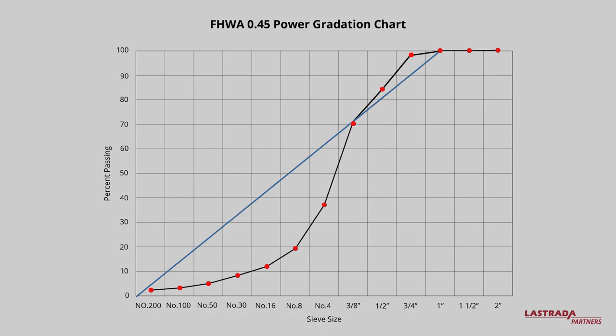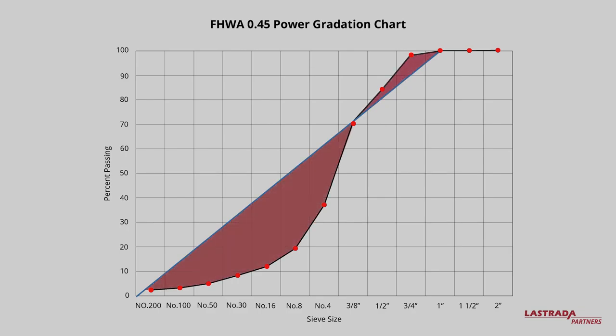This blue line is the zero air voids curve, or the maximum density line. If this gradation were right on the maximum density line, we would think that the gradation would have nearly no space in its aggregate matrix for air or asphalt. Another way to look at it would be that the shape factor would be essentially the area represented by this red shading here on that same gradation curve. So let's look at that in LASTRADA.